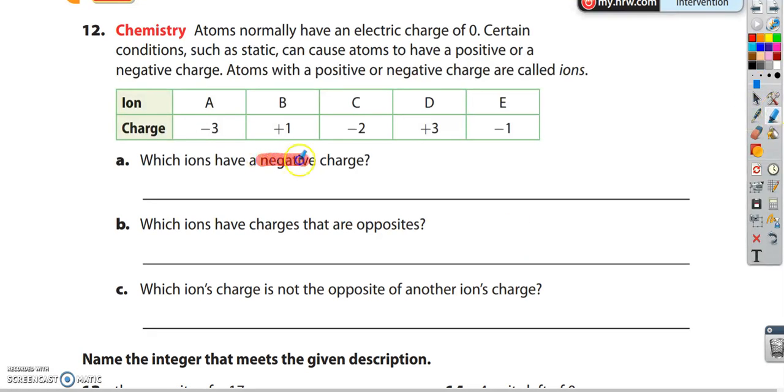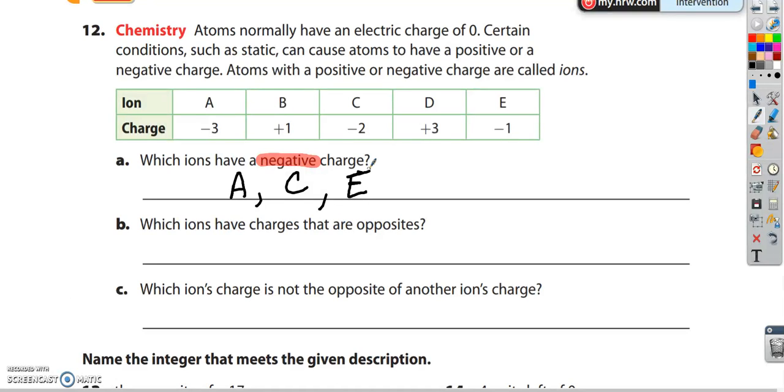Well, all I'm going to do here to find those is I'm going to go look for all the negative signs. And ion A has a negative sign, and ion C has a negative sign, and ion E has a negative sign. Now I could have written the integers there, but I chose to write the letters because it didn't ask what the numbers were, it asked what the ions were. So that's why I chose that. If you chose to write -3 and -2 and -1, it's not a terrible idea, but you actually wrote the integers rather than the ions.